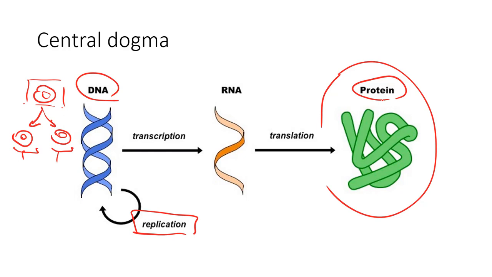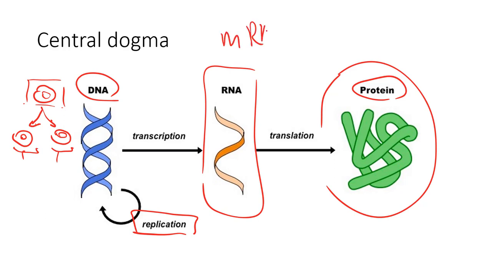But in order to have a protein from DNA, we need to have some kind of intermediate in the middle here. And that intermediate will be RNA. And more specifically here, it will be a messenger RNA. And the messenger RNA is synthesized from DNA using an enzyme that's called RNA polymerase.